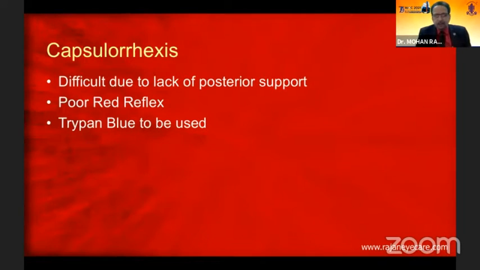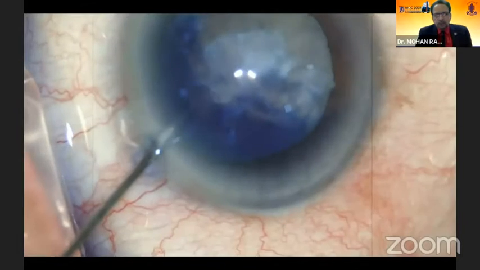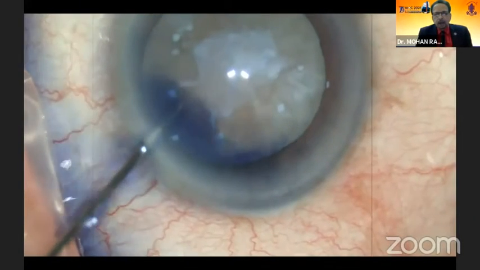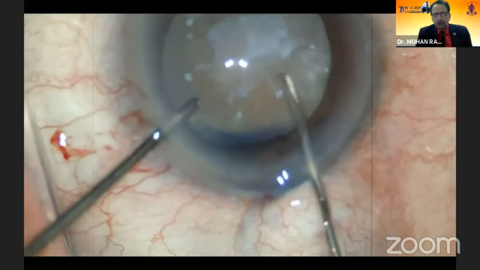Poor red reflex, and sometimes you can have vitreous hemorrhage. Post-vitrectomized eyes also sometimes have vitreous hemorrhage. The red glow is not as good as in a normal eye. Trypan blue may be used. Only thing is, if you use trypan blue, don't use it under air, use a little bit of it, and don't keep it for a long time. What happens is trypan blue goes inside and produces a blue glow instead of a red glow.